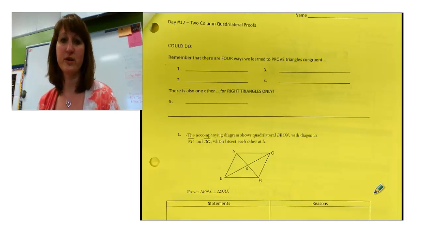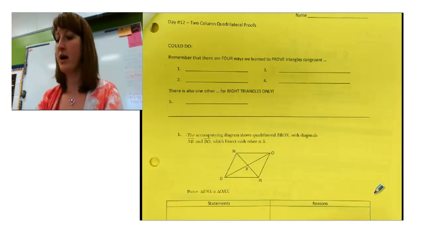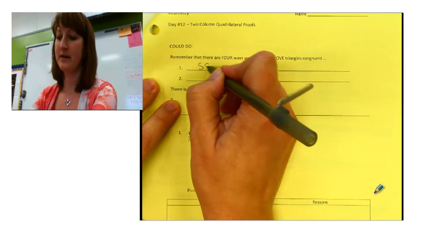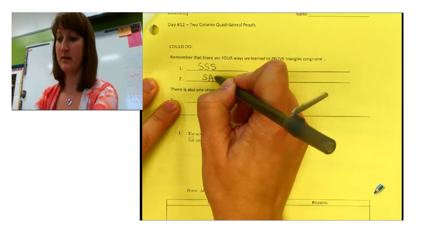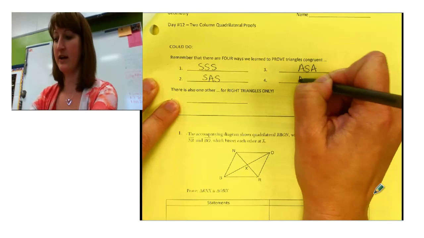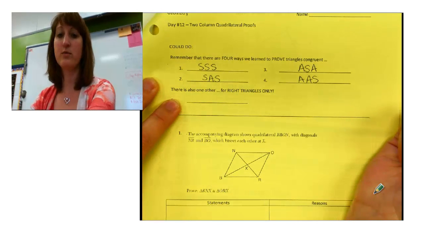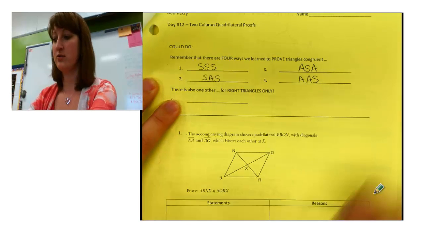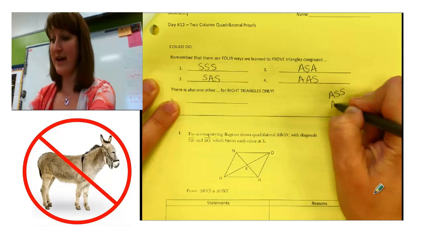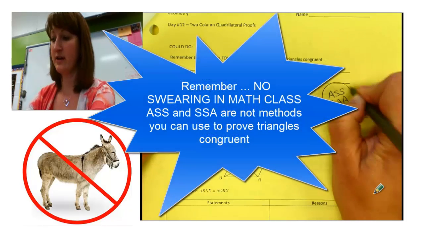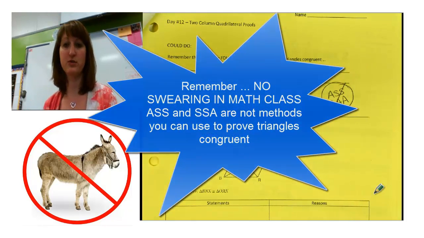So, quick little review. There are 4 ways that we have learned how to prove any triangles congruent. We have side, side, side; side, angle, side; angle, side, angle; and angle, angle, side. Now, remember that there are 2 that you cannot use. You cannot use angle, side, side, and you cannot use all angles when trying to prove triangles congruent.